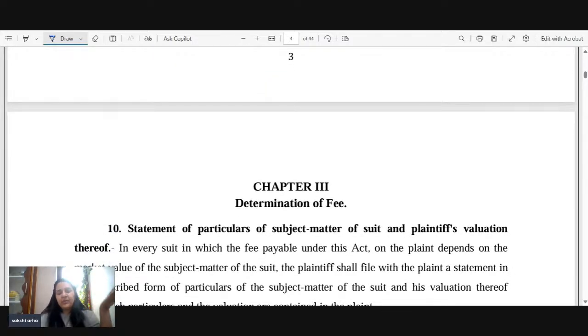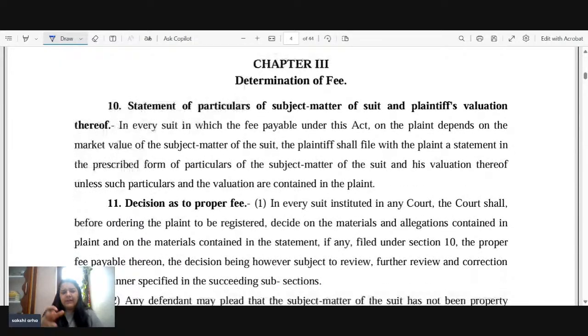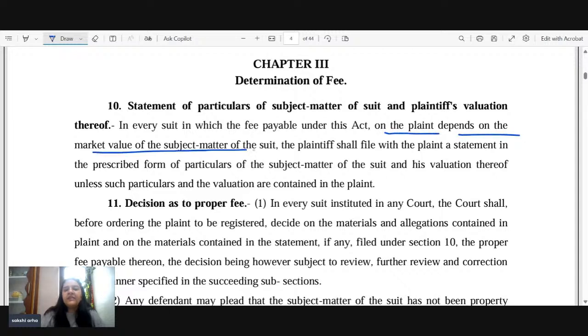So this is what chapter 2 is all about. Moving on to chapter 3, determination of fee. Okay, how the fee will be determined. So it says statement of particulars of subject matter of suits and plaintiff's evaluation thereof. In every suit in which the fee payable under this act on the plaintiff depends on the market value of the subject matter of suit.